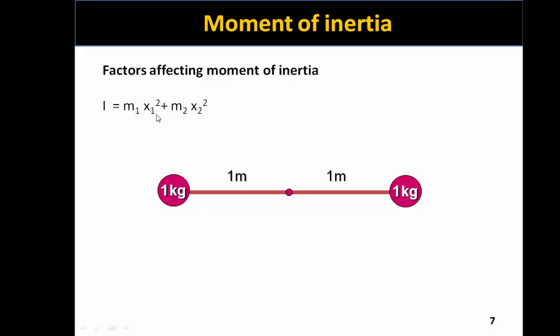Now we have two terms in this equation because we have two masses on opposite ends of the point of rotation. If we eliminated the right mass, then we would only have one term in this equation, m1 times x1 squared. If we substitute the numbers, the mass of the first is 1 kilogram, the mass of the second is 1 kilogram, each located 1 meter from the axis of rotation, and we have a moment of inertia of 2 kilogram meters squared.